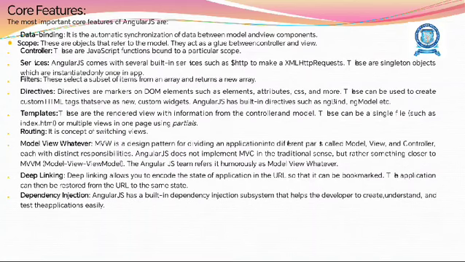Next one is a controller. These are JavaScript functions bound to a particular scope. Next one is services. AngularJS comes with several built-in services such as $http to make XMLHttpRequests. These are singleton objects which are instantiated only once in an app. Next one is the filters. These select a subset of items from an array and return a new array.